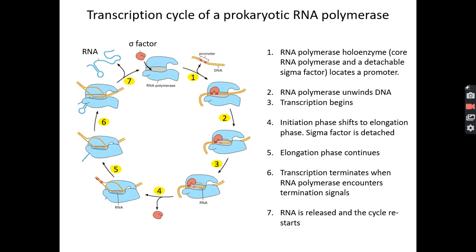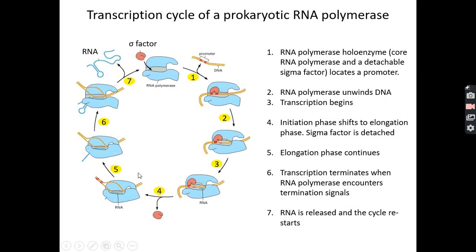After it unwinds, you will see that a piece of RNA would begin to synthesize. Immediately this piece of RNA begins to synthesize, we would have our sigma factor detached. It will drop off, leaving the core enzyme, our core enzyme, still with the DNA strand, and the RNA continues to elongate now.